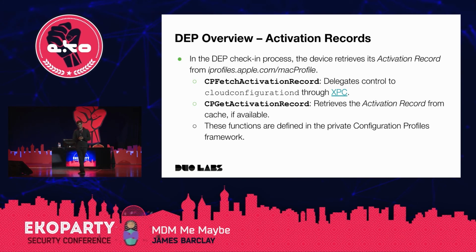CPFetchActivationRecord actually retrieves the activation record over the network, and it delegates control to cloudconfigurationd through XPC, which is an inter-process communication protocol defined by Apple. And CPGetActivationRecord just retrieves it from the cache. Both of these functions are present in the private ConfigurationProfiles framework.